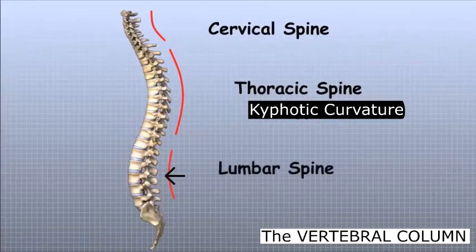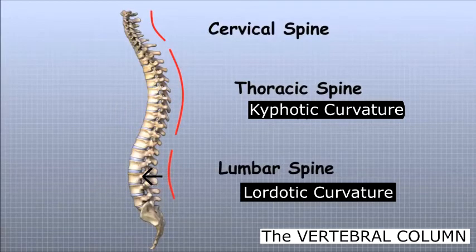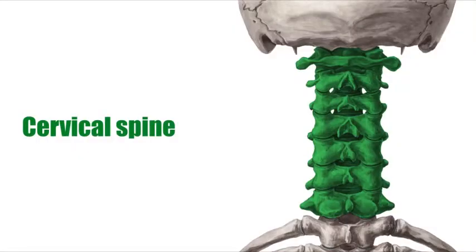The lower back, also called the lumbar spine, curves slightly forwards. This forward curve of the spine is called the lordotic curve. Let us see the cervical vertebrae. The cervical vertebrae are the smallest vertebrae in the spinal column. There are 7 cervical vertebrae.